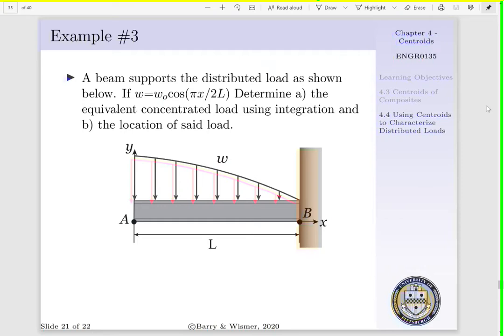Lastly, in example 3, we have a beam that is supporting a distributed load as shown below. Our distributed load is characterized as omega naught cosine of pi x per 2L, where omega naught is a constant. We want to determine the equivalent load using integration, and we want to determine the location of said load, i.e. where we can apply this load as a single point load.